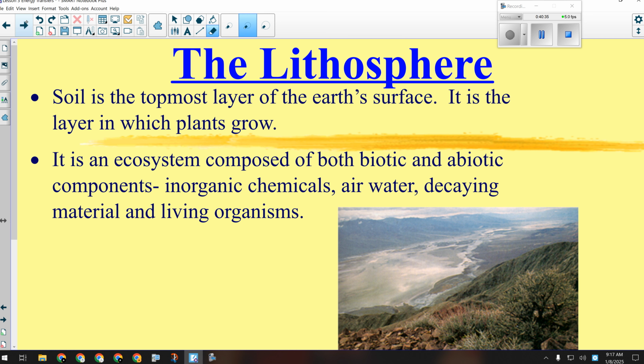Okay, so soil's the topmost layer of the Earth's surface, obviously where plants grow, and we're talking about just terrestrial stuff. Obviously there are aquatic plants like algae and things like that. It's an ecosystem and it has both biotic, living, and abiotic, non-living components: inorganic chemicals, air, water, decaying material, and living organisms. The lesson here: don't eat dirt.